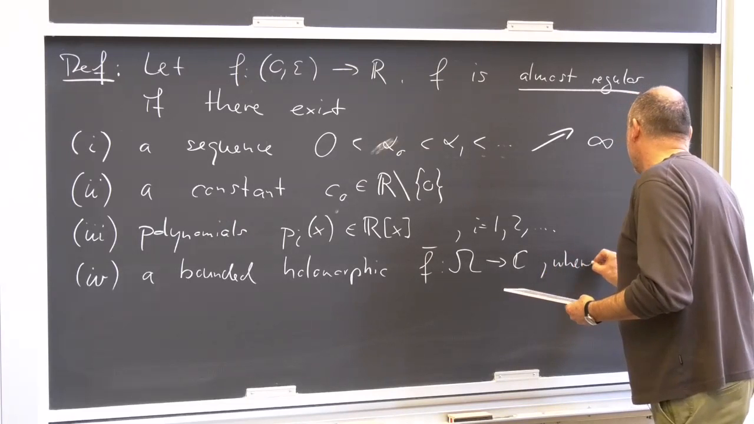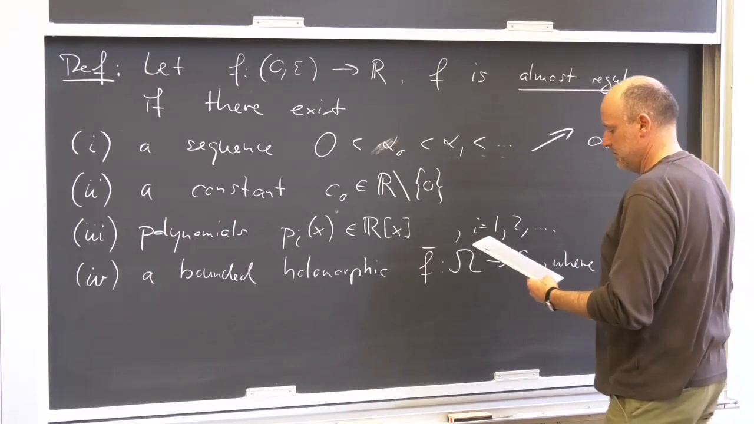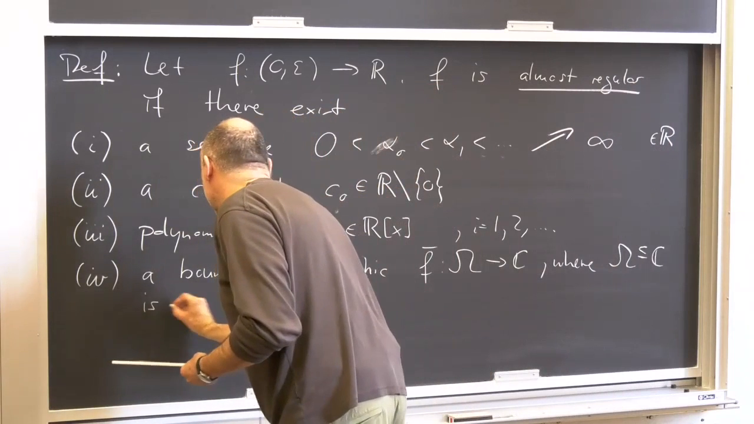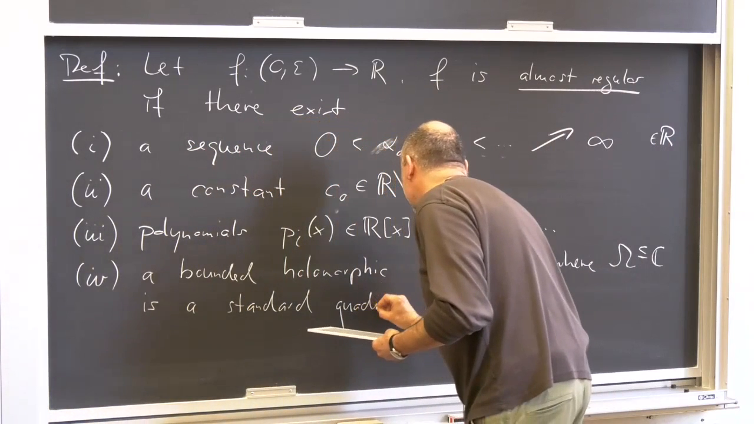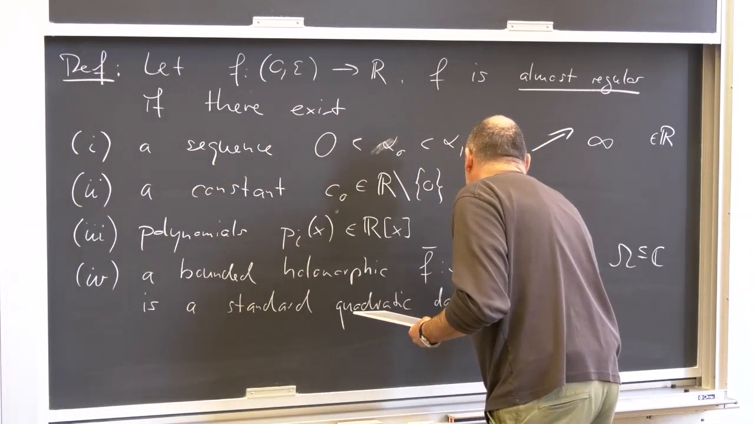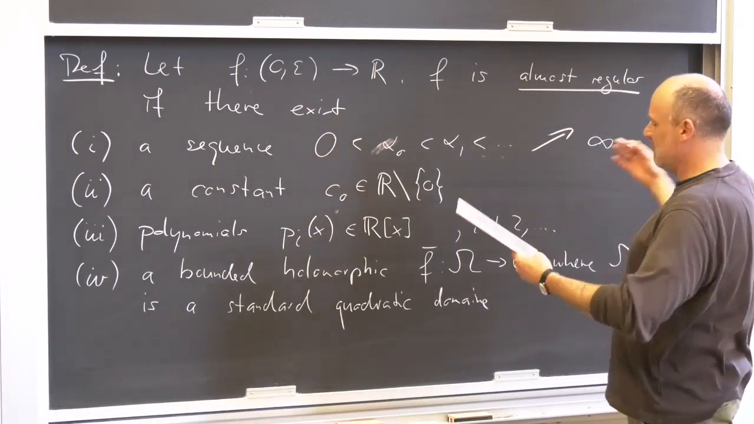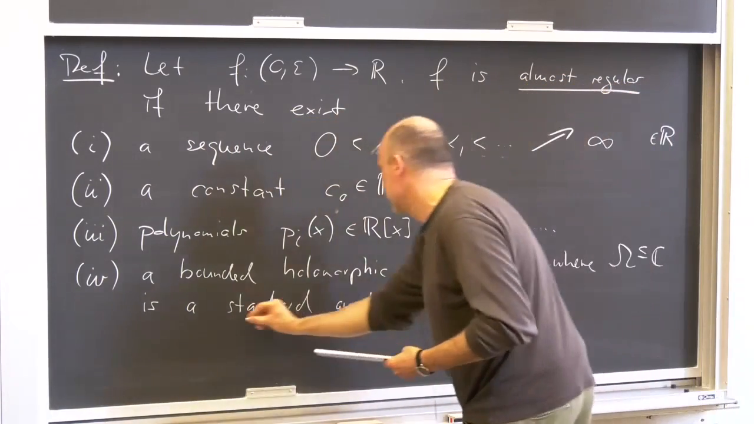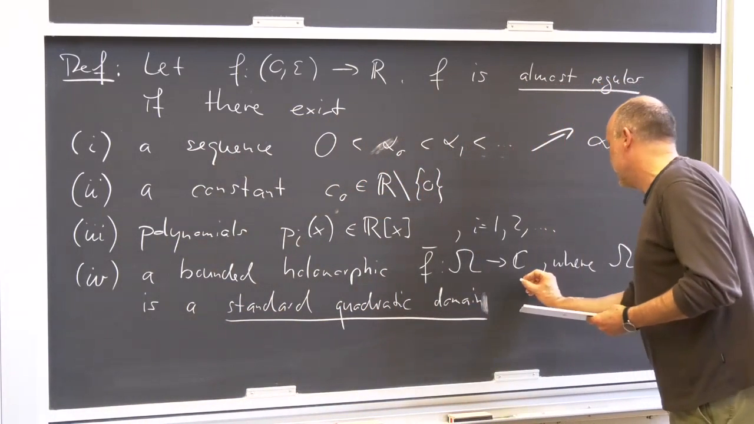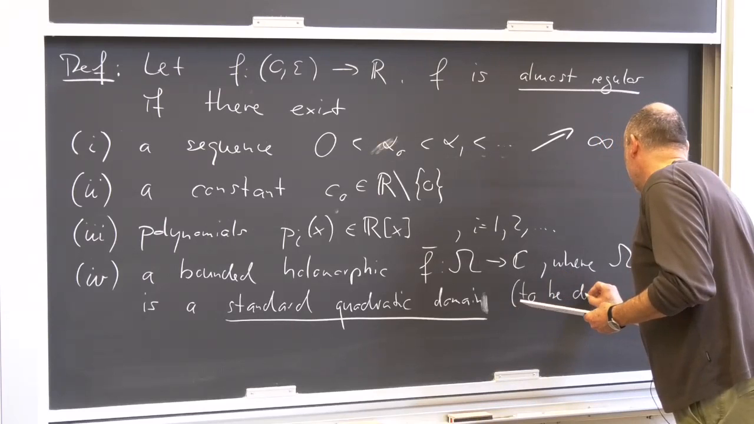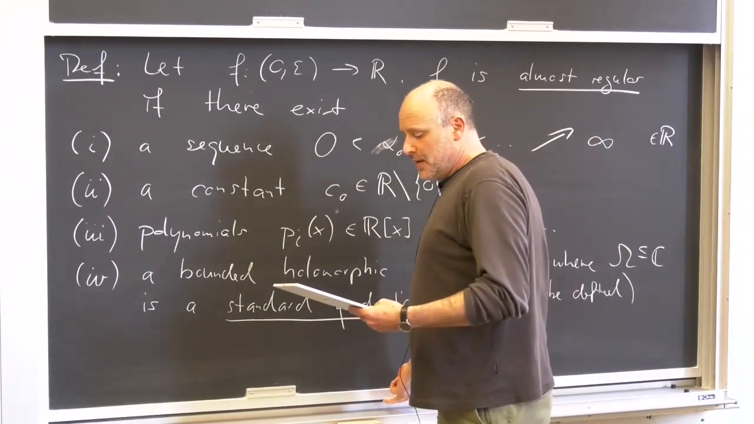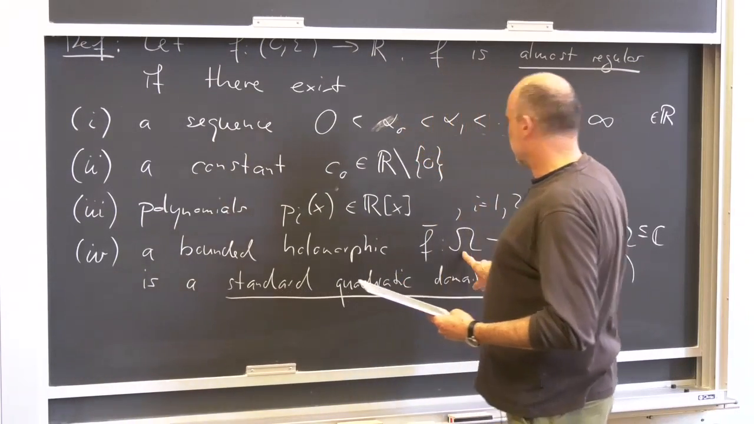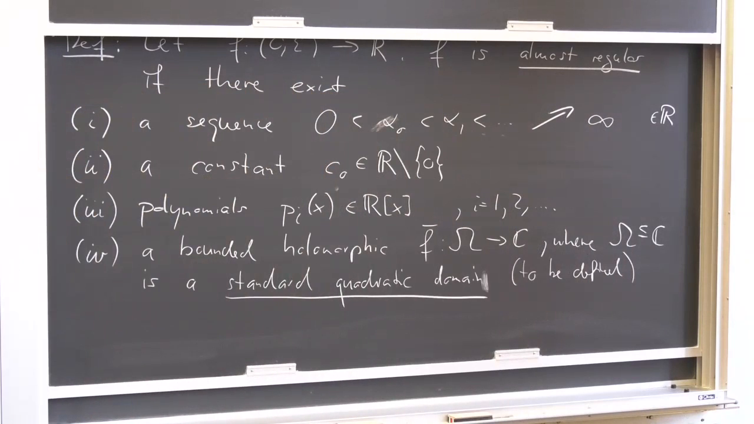Where omega is what's called a standard quadratic domain. I will define this a little bit later. Just say it's a domain, to be defined in a bit. What do I mean by that? This domain, what it does, I'm already going to draw the picture of this domain somewhere over here, maybe.